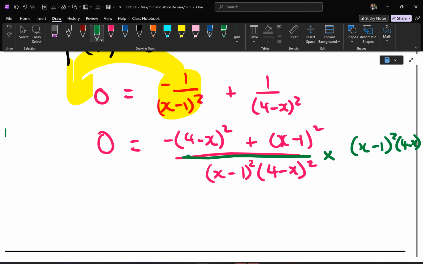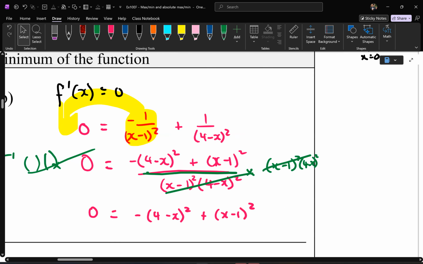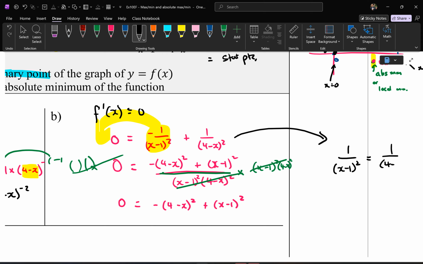And if you do that, times this side by whatever I just said, they're going to cancel out. So these cancel out, these cancel out, these cancel out, and you end up with 0 is equal to negative 4 minus x squared plus x minus 1 squared, which looks a bit more scary, right? Whereas the one that I was proposing before, had you just moved this fraction across, your equation would have been a lot easier in the sense that it would have been 1 over x minus 1 squared is equal to 1 over 4 minus x squared.